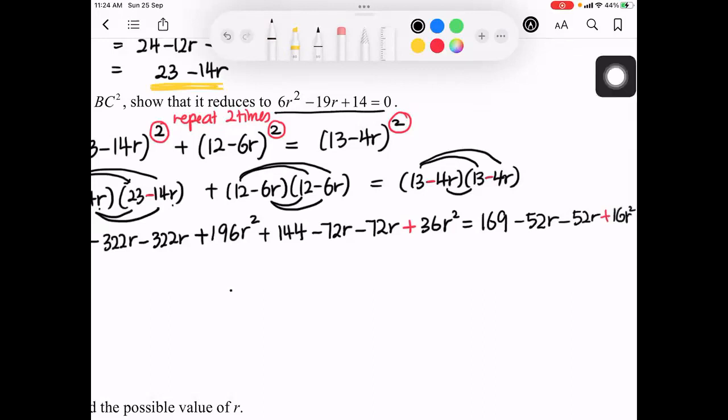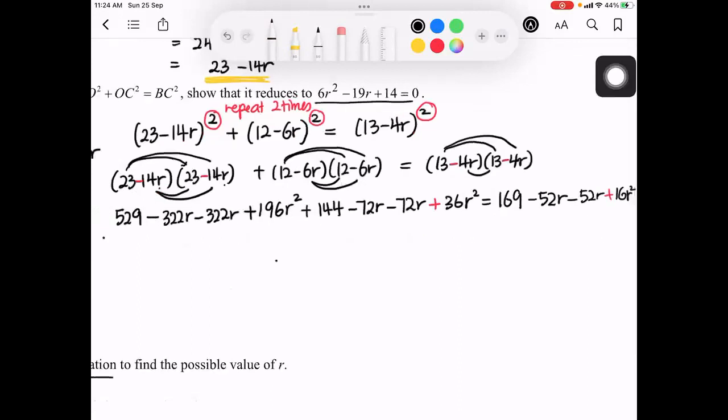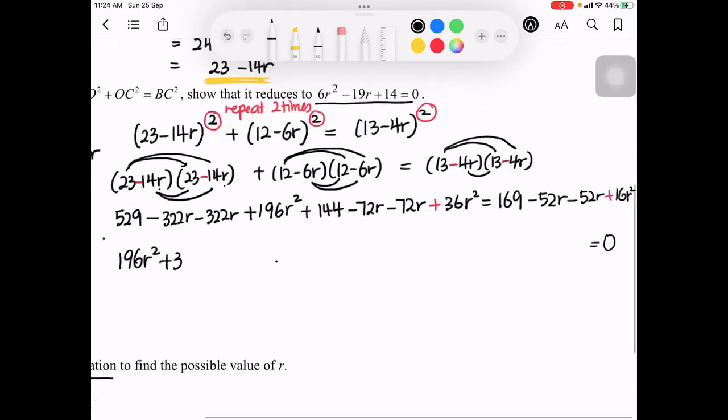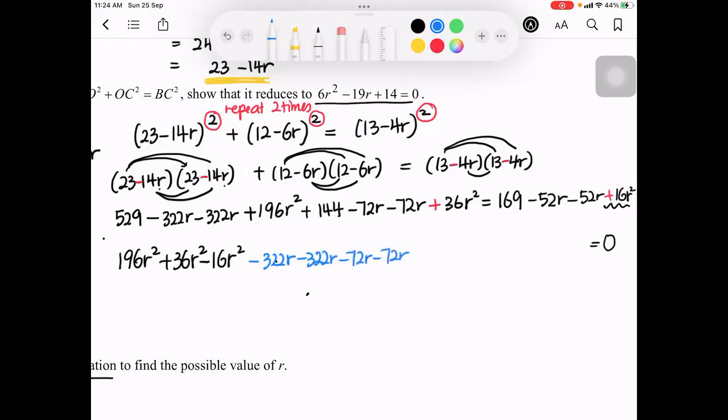Okay, very long. So in this case, our next step: shift everything to one side, make it equal to 0. So I got 196R squared plus 36R squared. This one I shift over, becomes minus 16R squared. Then the R terms: negative 322R, negative 72R. This one over here will become plus 52R.